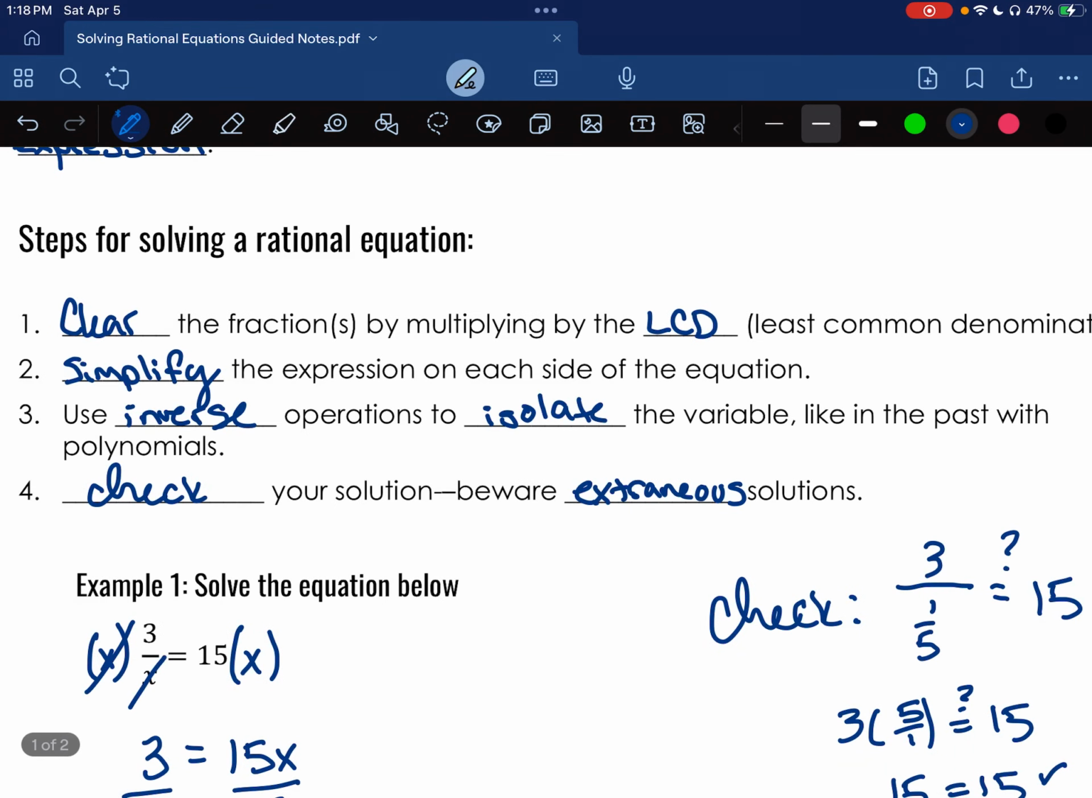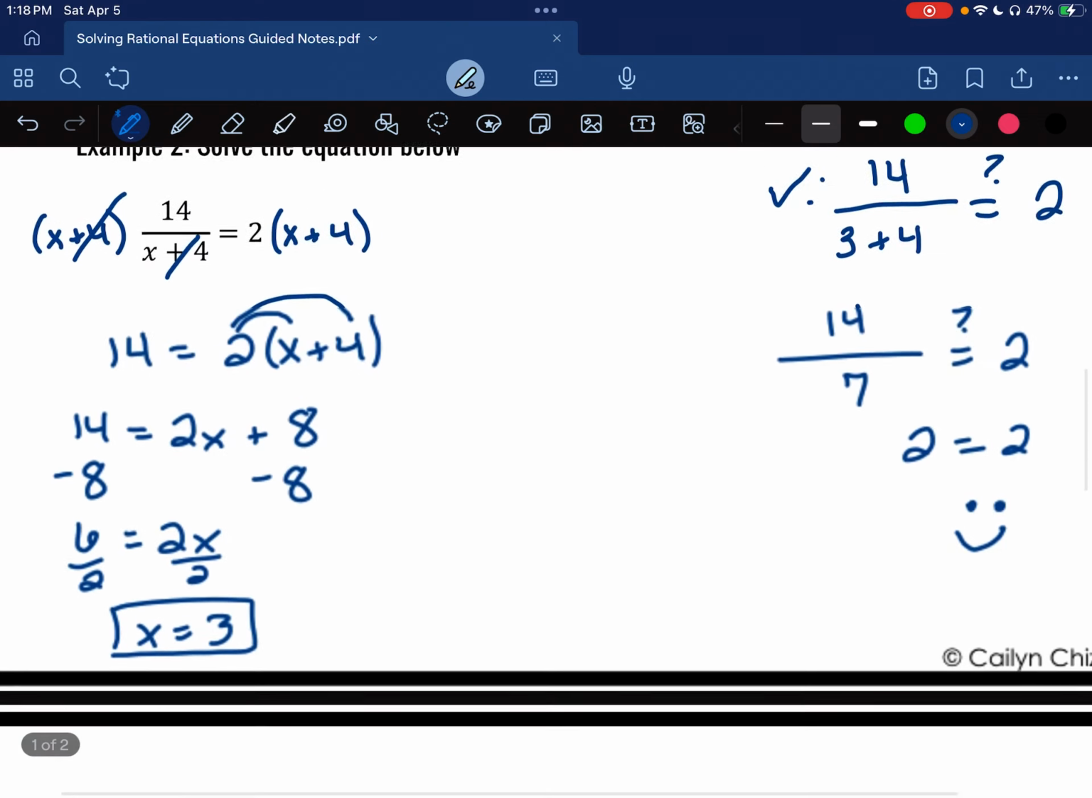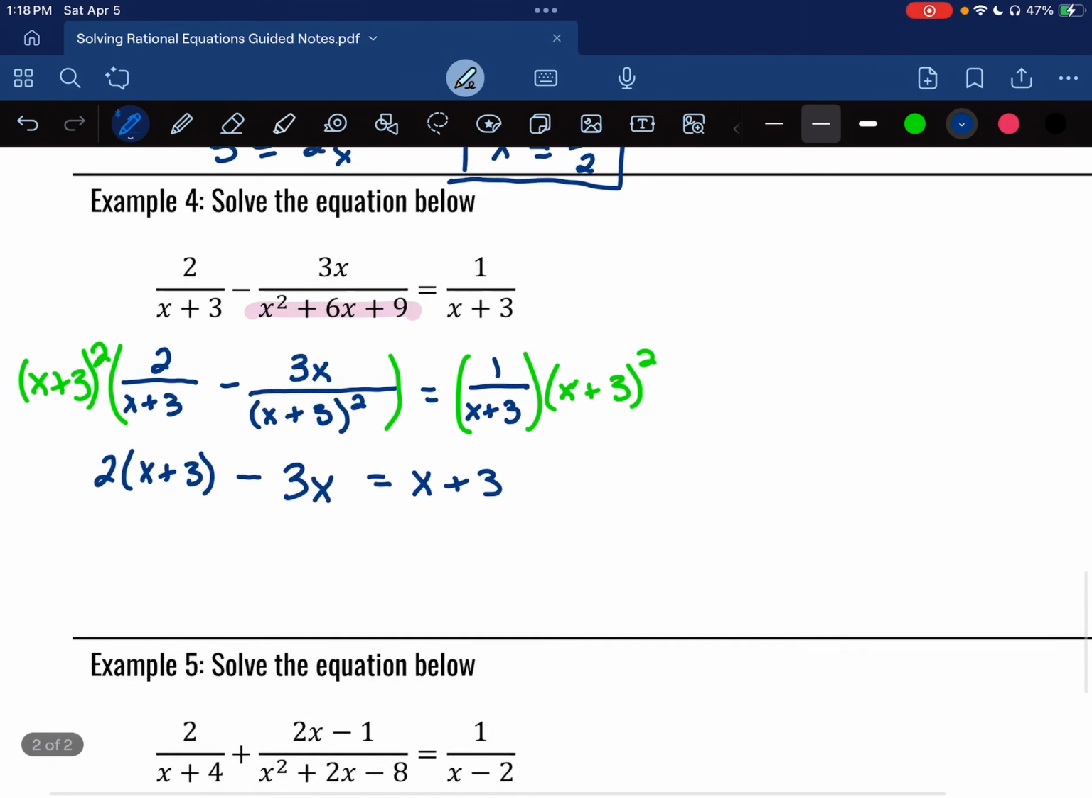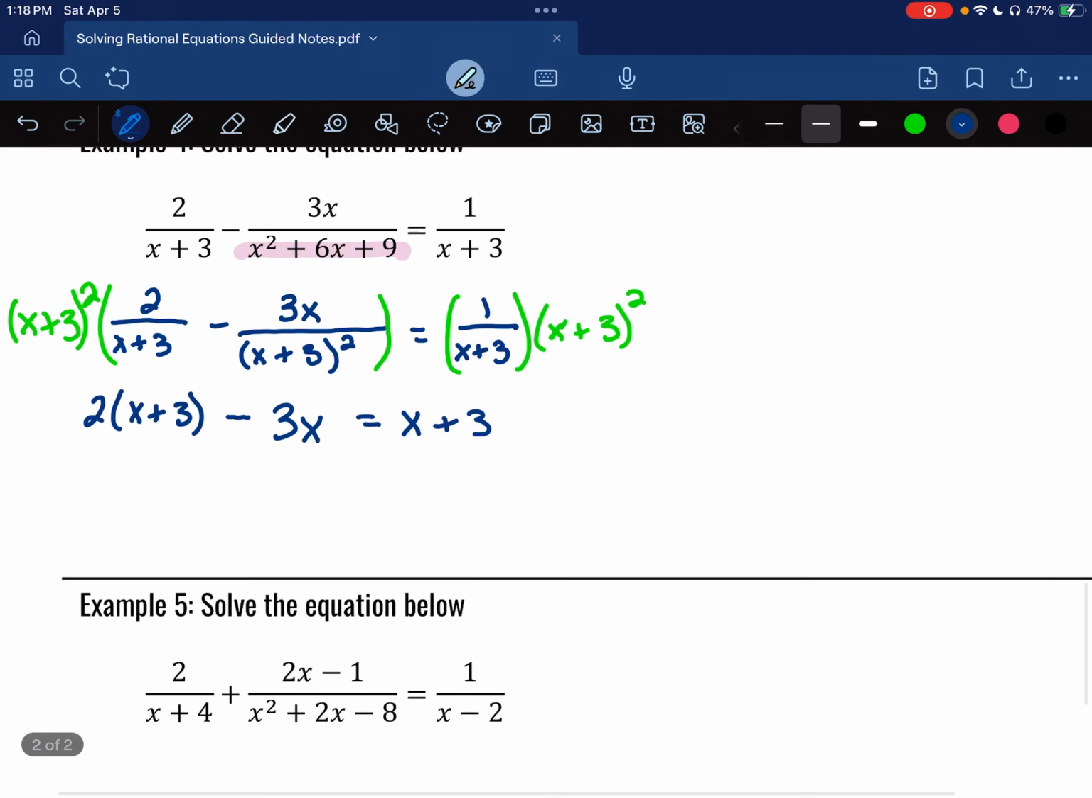So we need to simplify the expression before we can start using our inverse operations. So I'm going to have to distribute here. I'm going to have some like terms to combine with that 3x. So I'm going to put 2x plus 6 minus 3x equal to x plus 3. All right, well, that's going to be negative x plus 6 is equal to x plus 3.